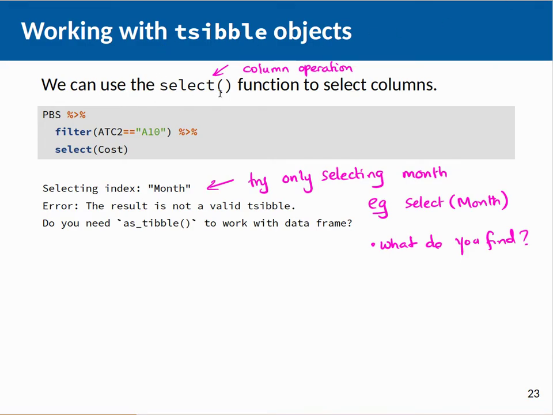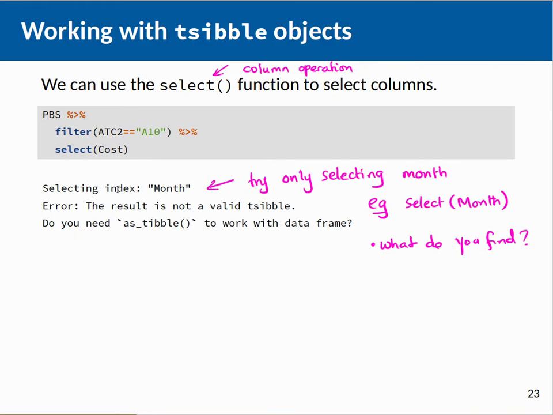So we can use the select function, and this is a column operation, to select the column that we are interested in. So let's assume we were just interested in the cost of A10 drugs, and we're going to do this in 2 steps. We take the data set, filter by rows for A10, then use the pipe function again and select the cost.